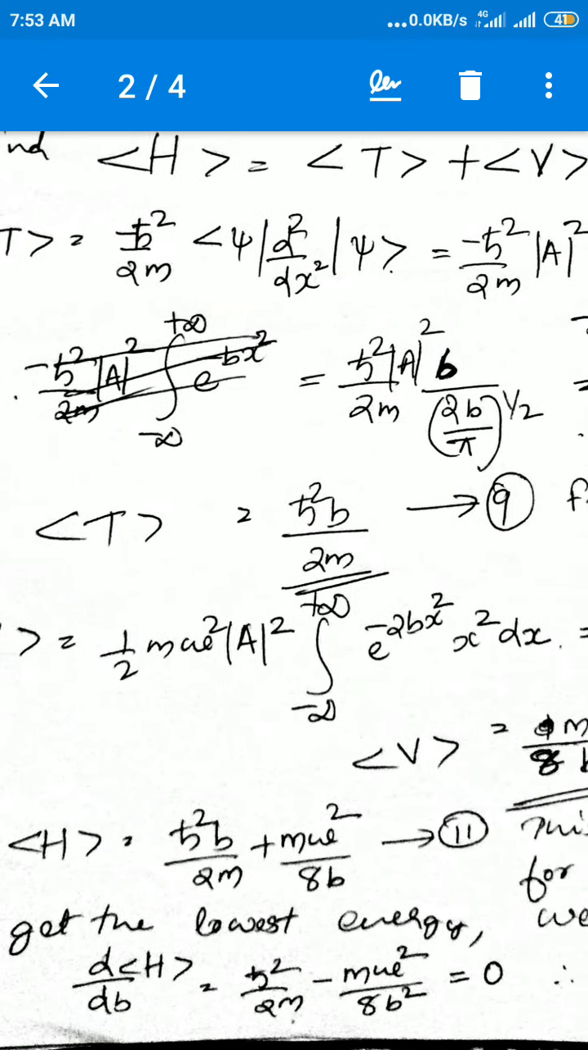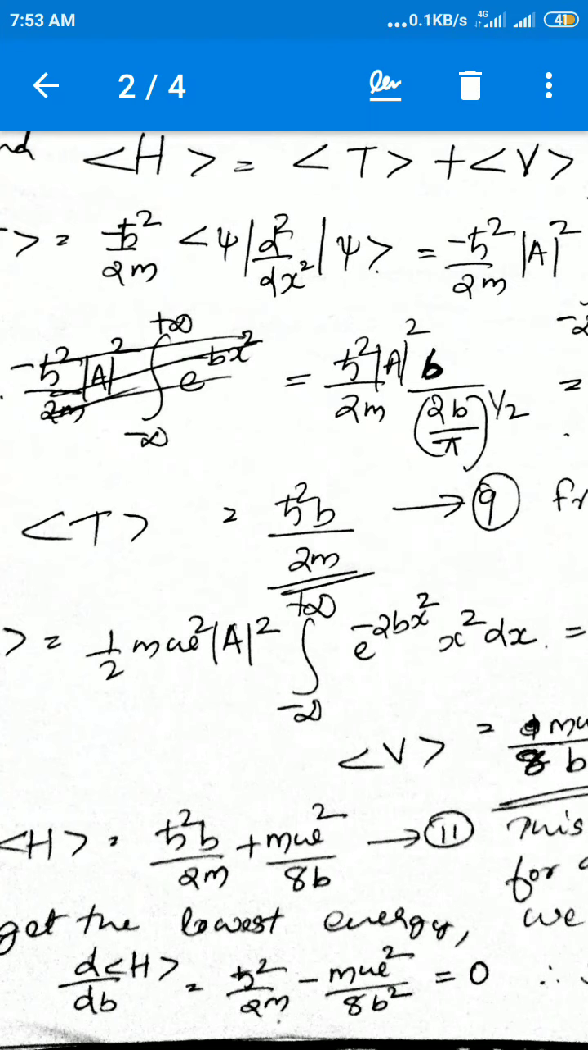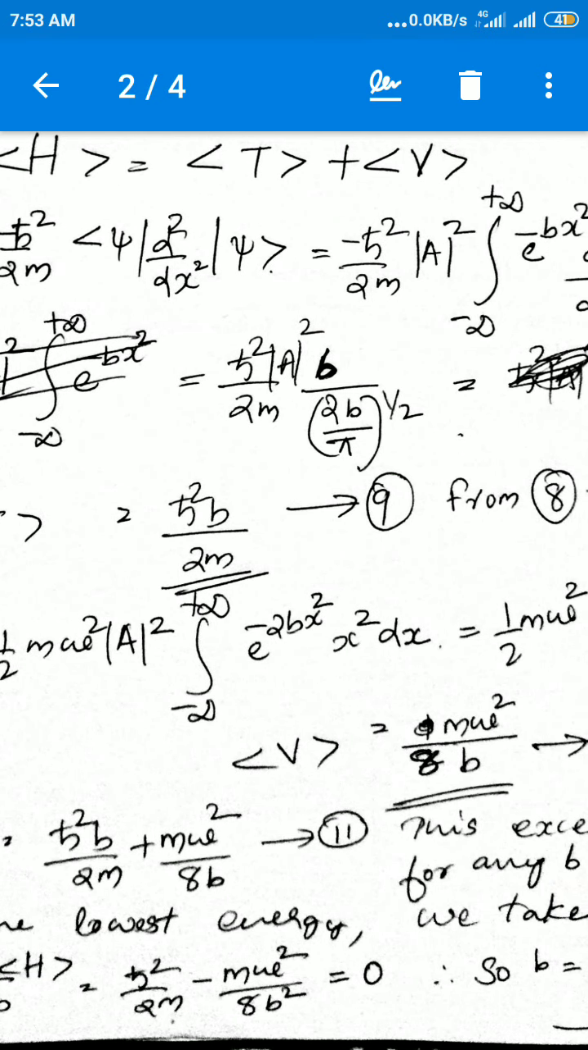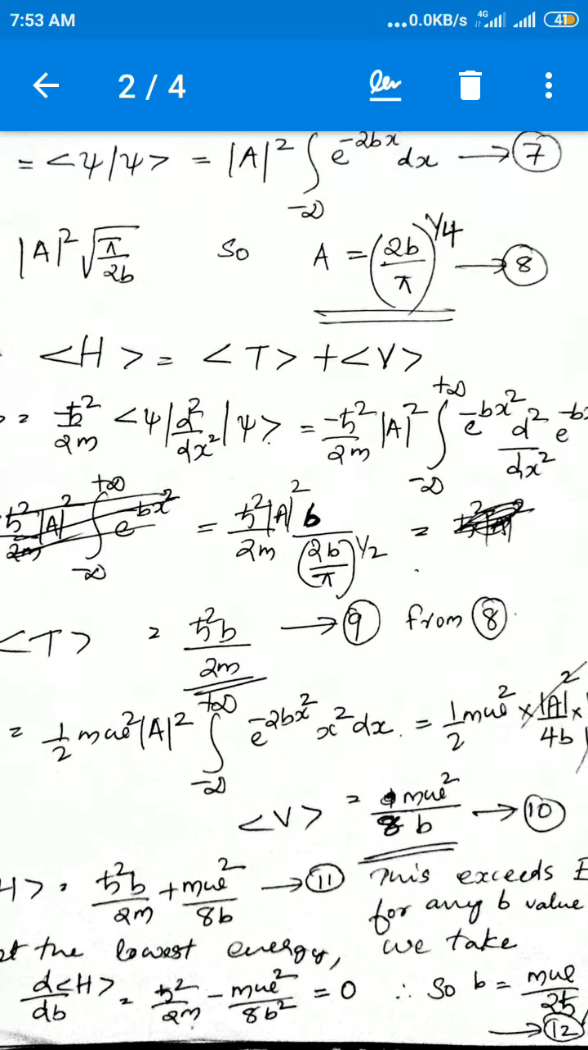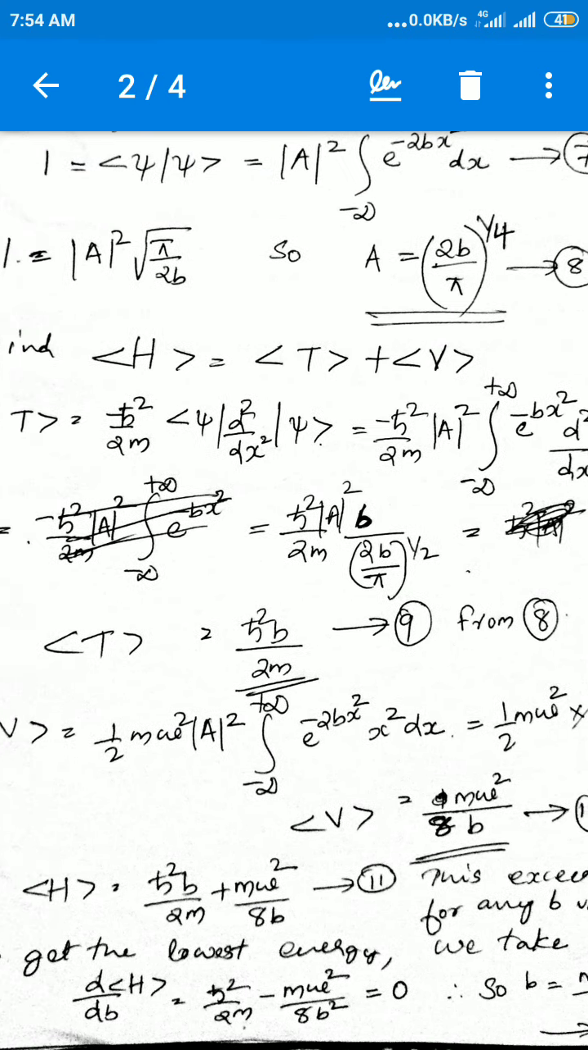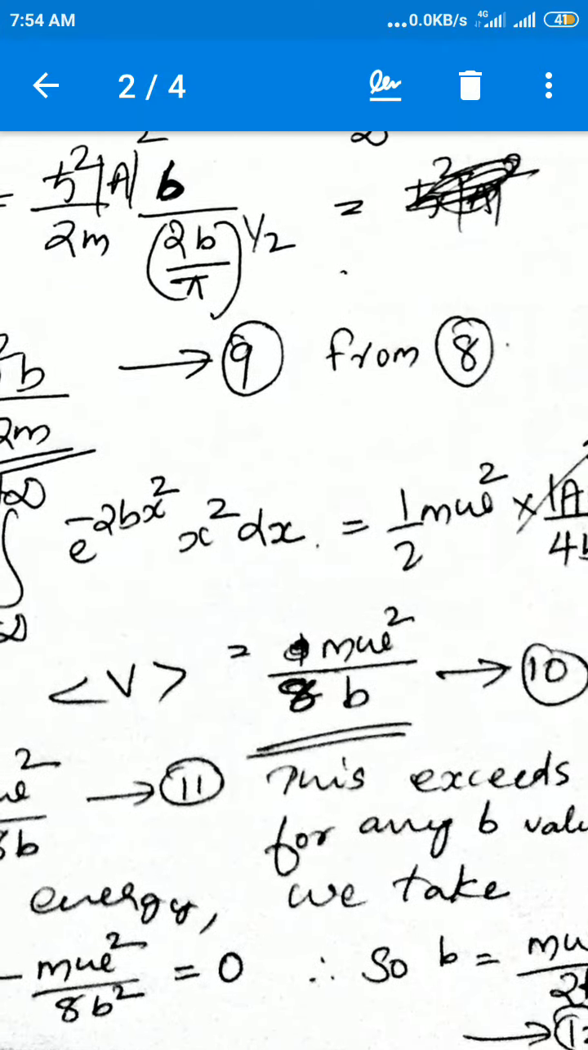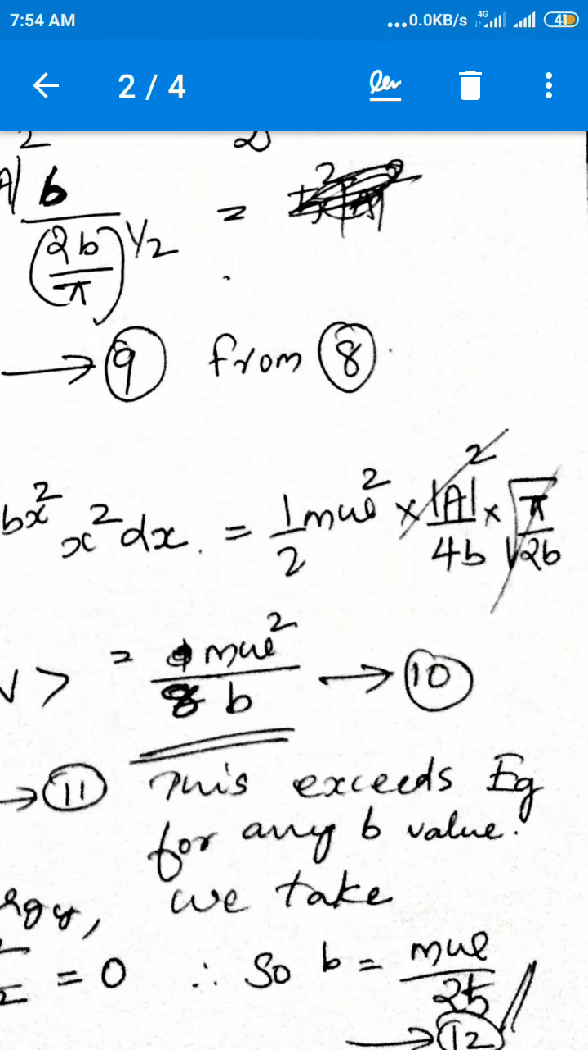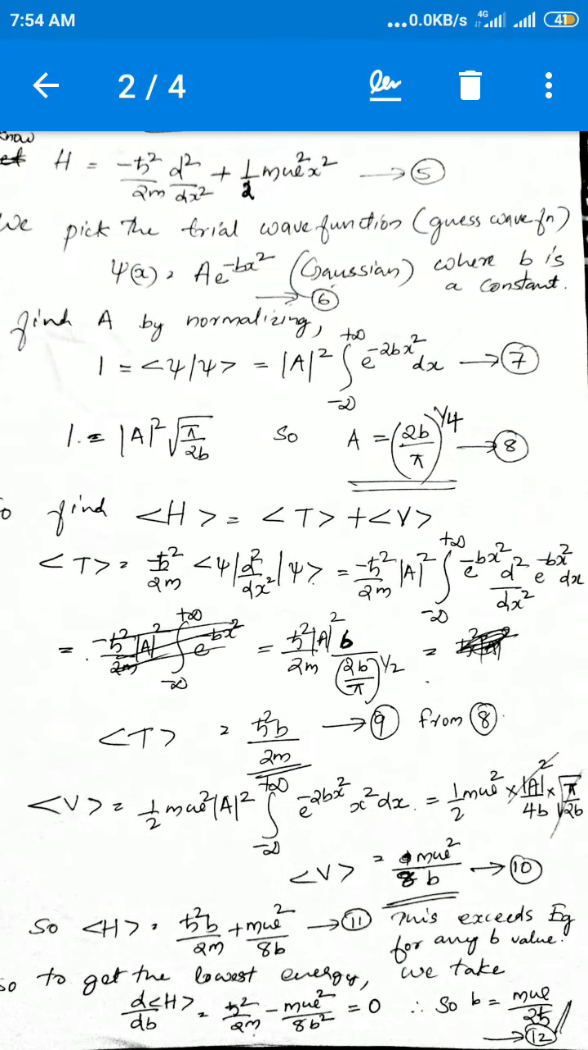Here d by db of H expectation, you get h cut square by 2m minus m omega square by 8b square, isn't it? So it is equated to 0. From that you can find b is equal to m omega by 2h cut. Now let us substitute this back into equation number 11. Equation number 12 is substituted back into equation number 11 to find the value of Eg. That will be the minimum energy.